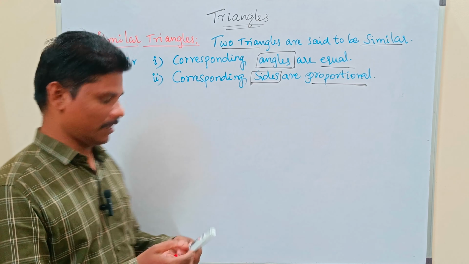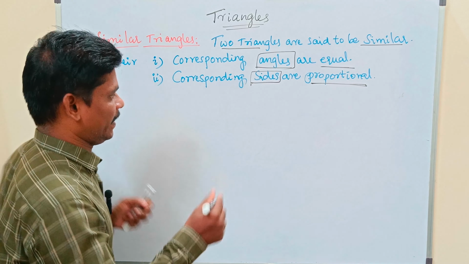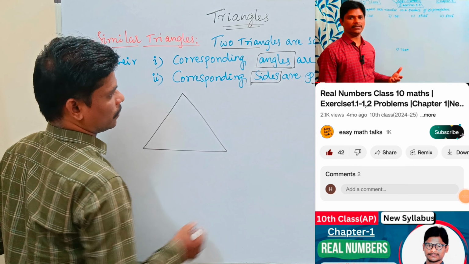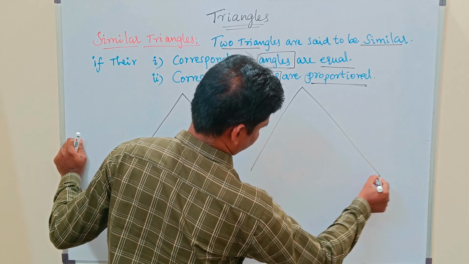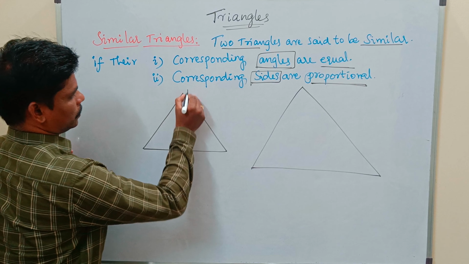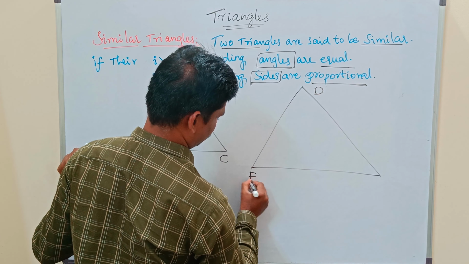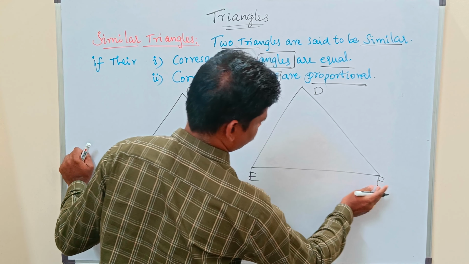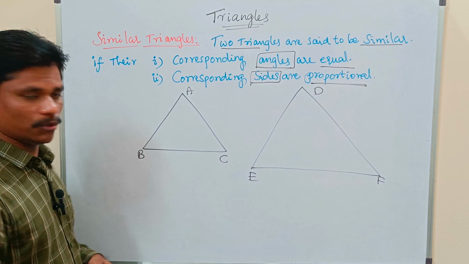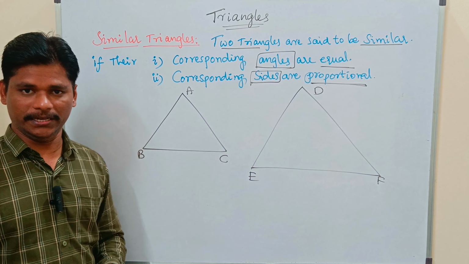Let us take two triangles. This is one triangle, and this is another triangle. These are A, B, C and D, E, F. These are the two triangles. If these two triangles are similar, meaning same shape but different sizes, these two are similar figures.